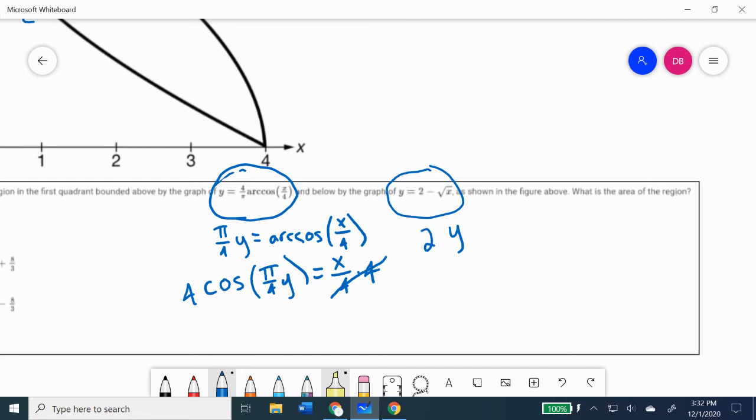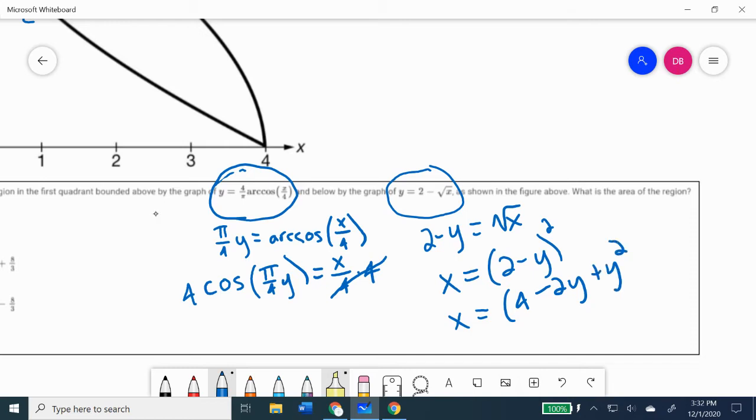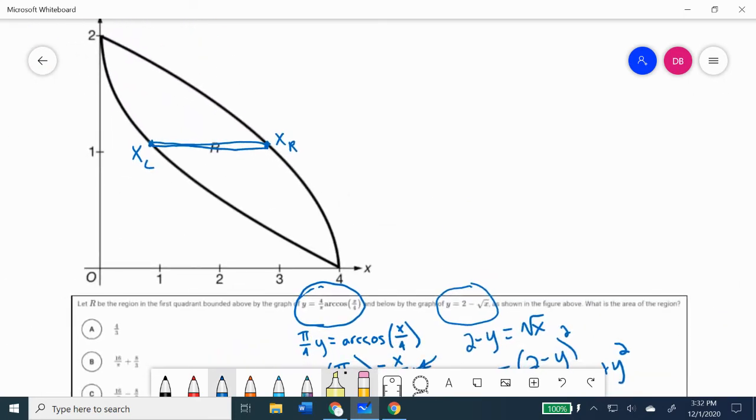2 minus y is equal to root x. And that gives me, square both sides, x equals 2 minus y squared, which is equal to 4 minus 2y plus y squared. Okay, so now I've got my functions ready. Knowing that this is a delta y vertical cut, making it a dy integral, I need the y coordinates where this region exists, and that would be 0 to 2.